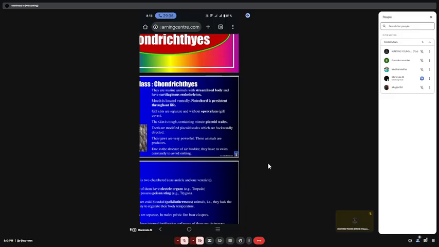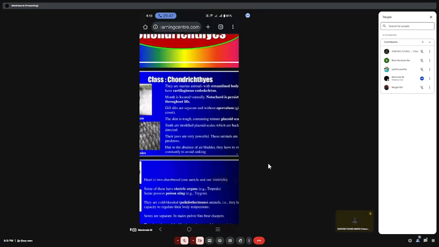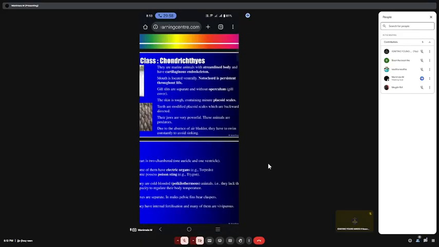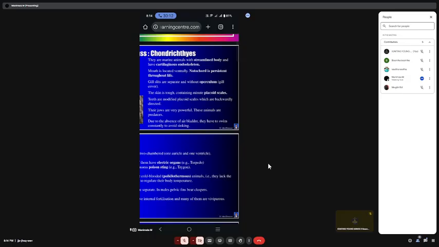Nearly 5 to 7 pairs of gill slits are present, and the operculum is absent in these animals. In Chondrichthyes the operculum is absent, though in one or two animals it is present, but in most of the animals it is absent. The air bladder is also absent. Due to the absence of the air bladder, they have to swim constantly to avoid sinking.